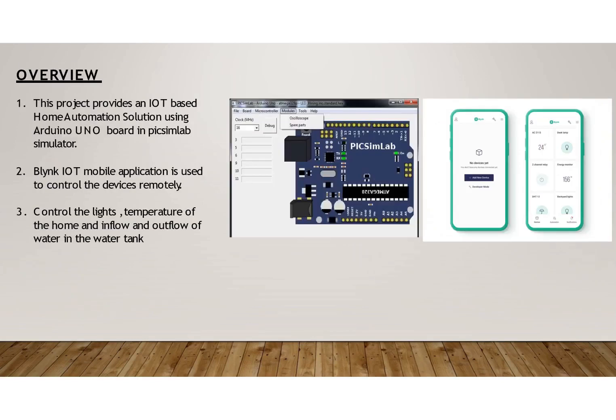Overview of this project. This project provides an IoT-based home automation solution using an Arduino Uno board in the PSLab simulator. Second, the Blynk IoT mobile application is used to control the device remotely. Third, it controls the light, the temperature of the home, and the inflow and outflow of the water tank.